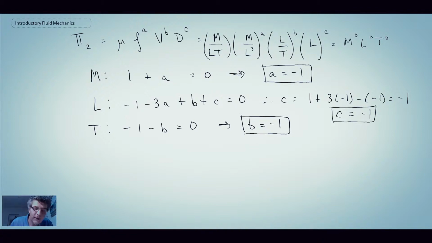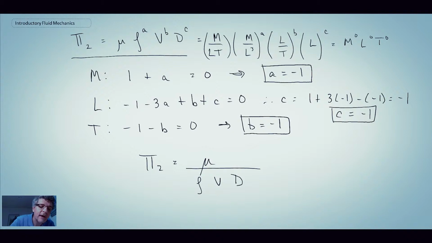So coming back to our pi parameter up here, we can rewrite that. Pi 2 is, we have viscosity, and everything else is going to be in the denominator, and so they're all raised to the power 1. So we have rho vd in the denominator. And that is our second non-dimensional pi group through this process for a sphere.